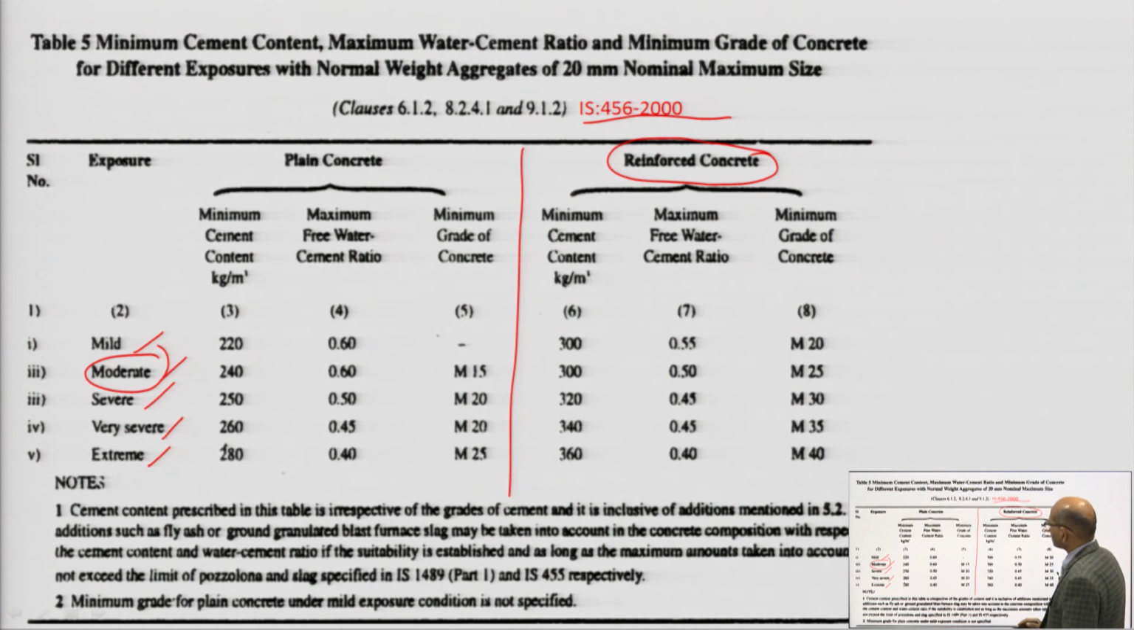Okay. So, here what you are observing? With 240 kg, minimum cement you have to use. The maximum free water cement ratio is 0.6. Free means water in surface dry condition you have to use, and the minimum grade of concrete you have to use is M15. So, this is the requirement for PCC, but if you see the RCC, because that is susceptible to corrosion.